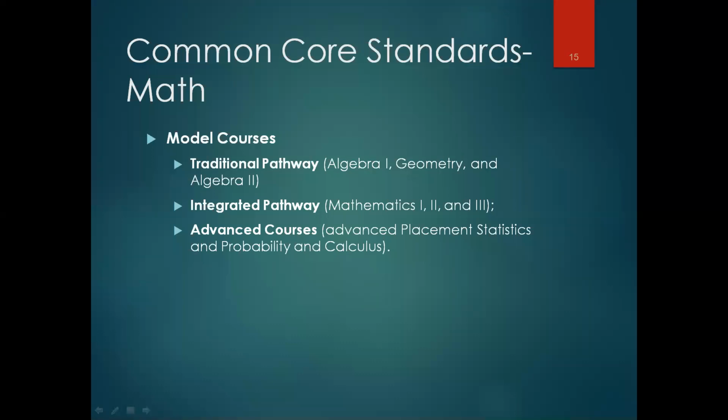Common Core Math has a traditional pathway, back when we used Algebra 1, Geometry, and Algebra 2. Math 1, Math 2, Math 3 is your integrated pathway. Now you're actually seeing Integrated 1 and Integrated 2. Your Integrated 2 is your advanced math track as a freshman, so you hopefully have 8th graders that are starting to qualify for that.